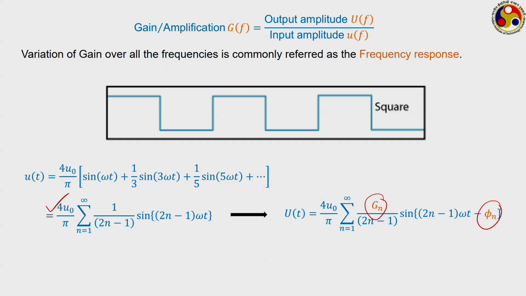If this Gn and phi n remain the same over all the frequencies, then in the output also the square wave will be retained. But if this phi n keeps on changing with the frequency, that is, keeps on changing with n itself, then the square wave can't be retained. Similarly, if this Gn is also varying with n, then one signal may be something like this, the next one may be something like this, the next one may be something like this. This way it will keep on changing, thereby completely distorting the output signal.